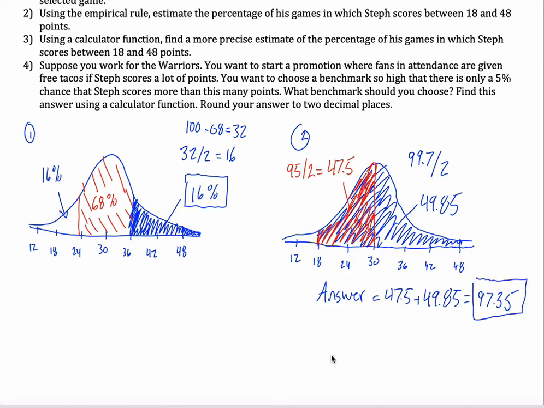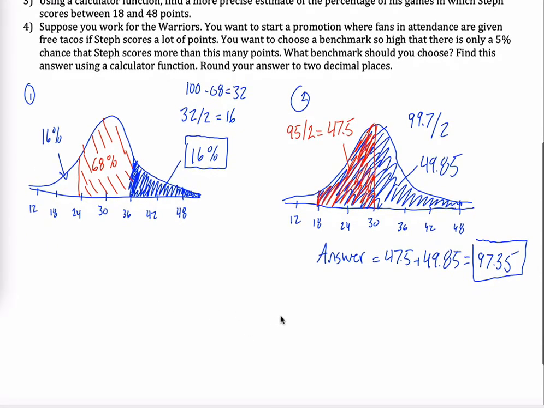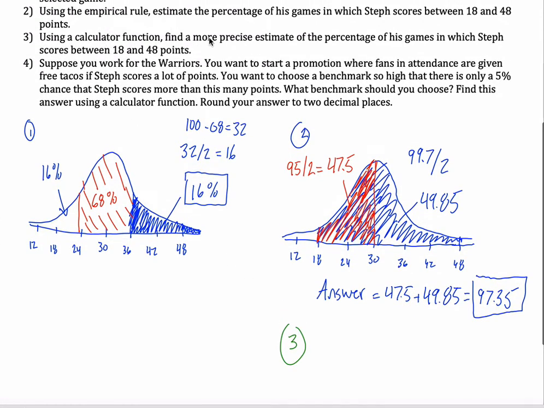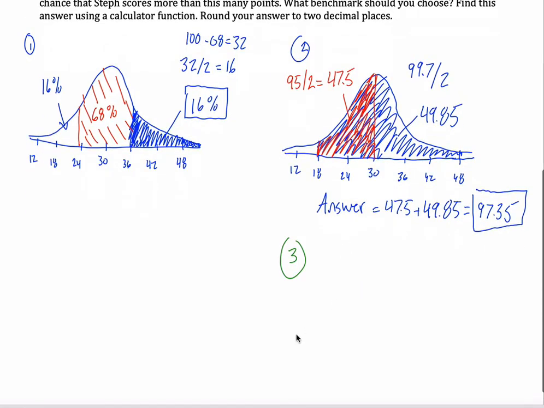There's some empirical rule stuff. Question 3 and 4, I guess more so question 3, is fairly similar. In fact, 3 is going to be pretty similar to 2. We're looking for the same thing. Using a calculator function, find a more precise estimate to the percentage of his games in which Steph scores between 18 and 48 points. So it's the same thing. You're still trying to find the area between 18 and 48.